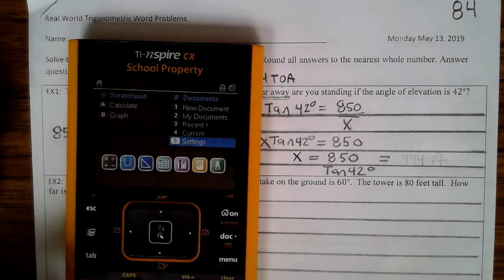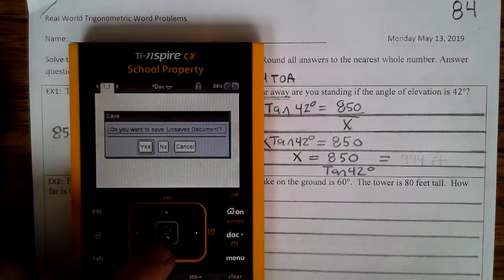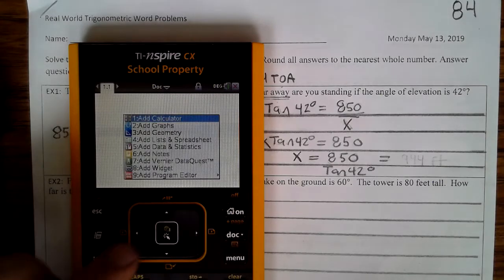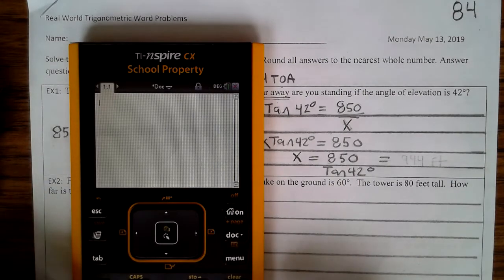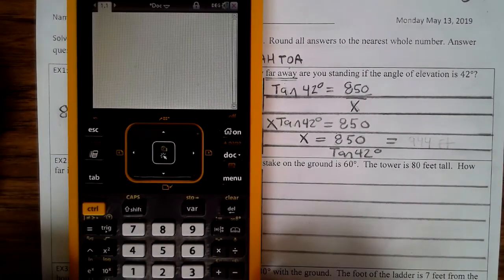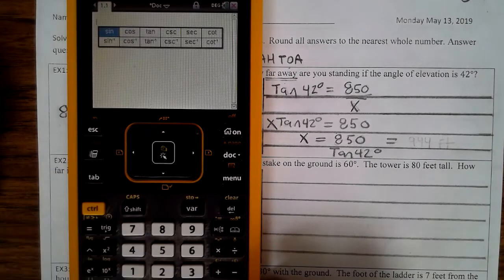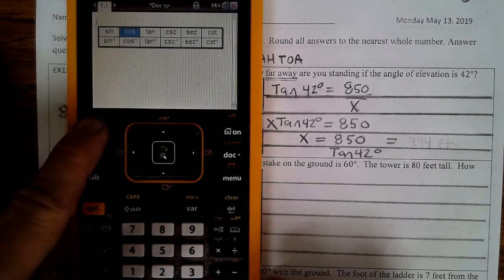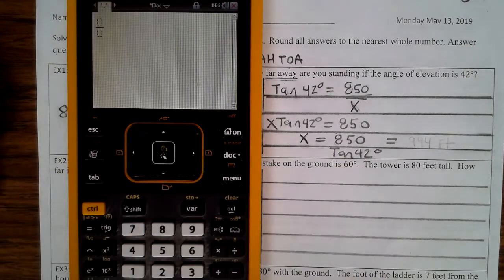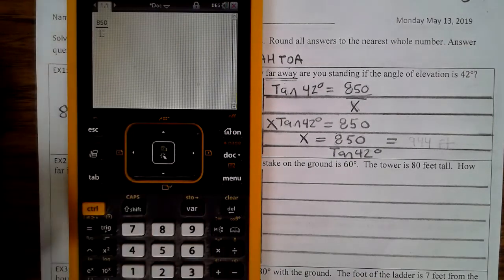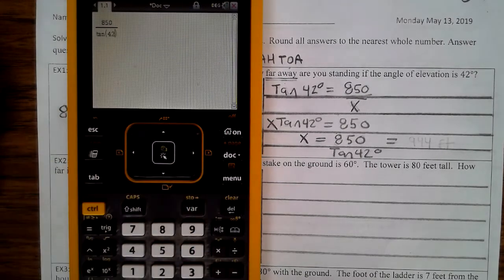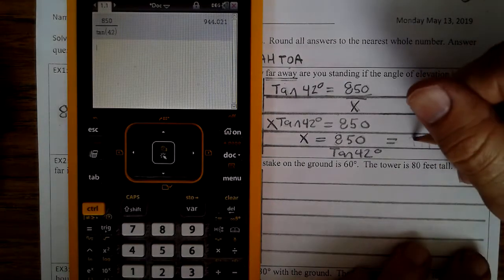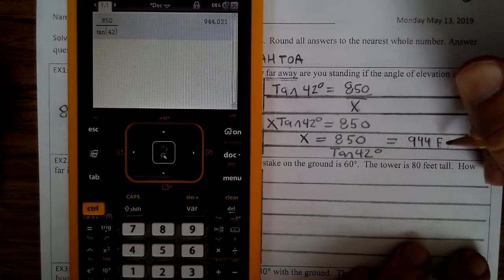Okay, so now we're going to go to new document, no, add calculator. We can adjust the lighting here. Okay, and then the trig button is underneath the control. So press control divide, type in 850 divided by, now we press trig, tangent of 42, which we know is in degrees because it's in degree mode, press enter. Rounding to the whole number, you are 944 feet away from the Empire State Building.